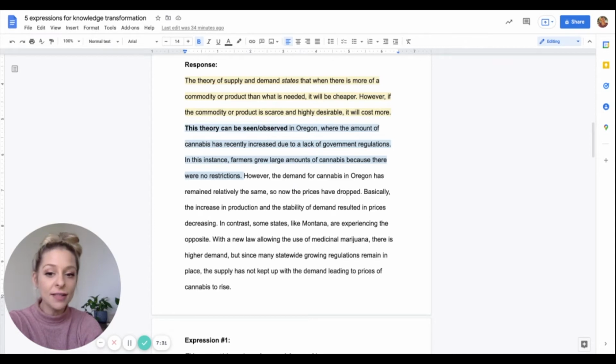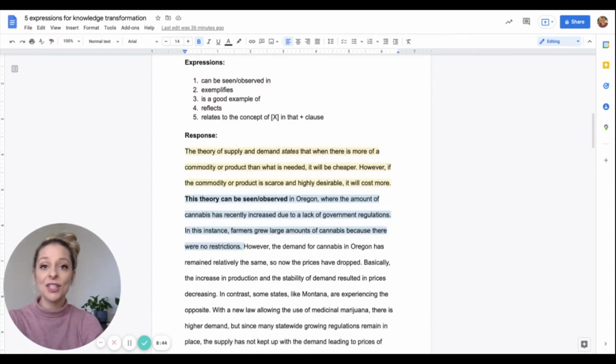In contrast, some states like Montana are experiencing the opposite. With a new law allowing the use of medicinal marijuana, there is higher demand. But since many statewide growing regulations remain in place, the supply has not kept up with the demand, leading to prices of cannabis to rise. So that is the whole response, and I really want to focus on the first 2 parts.